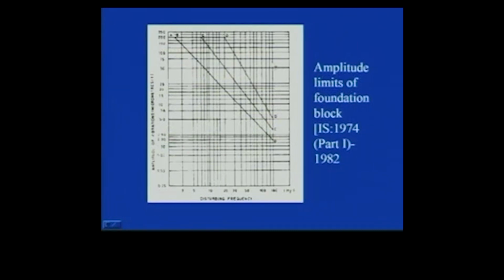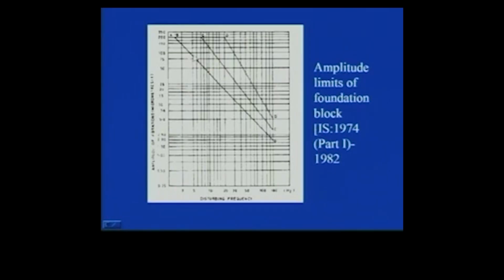You can see here that this is point A, this is D and D prime. This figure has been taken from IS 1974 part 1, 1982. So, this line, you can see here, is ADD prime. Here on the x axis you have the disturbing frequency, and on the y axis it is the amplitude of vibrations in micrometers.